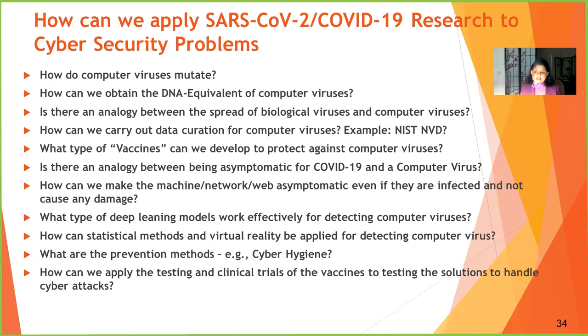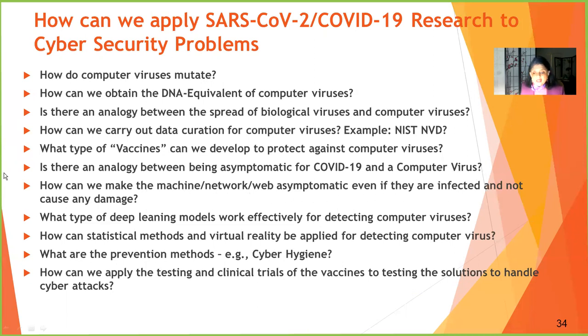So, for example, NIST NVD has got all the data about the various viruses. It's a database that NIST has developed with all the attacks. So how can we do data curation? What type of vaccines can we develop to protect against computer viruses? Is there an analogy between being asymptomatic for COVID-19 and a computer virus? I have absolutely no idea. I'm just throwing out a lot of questions.